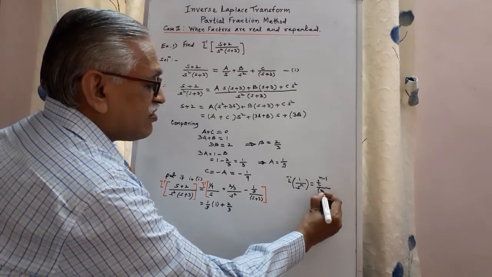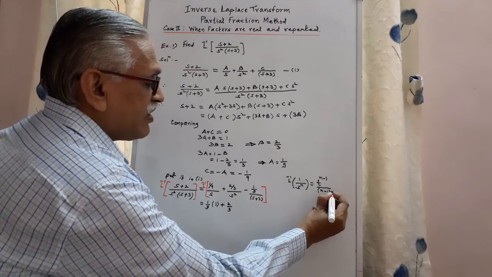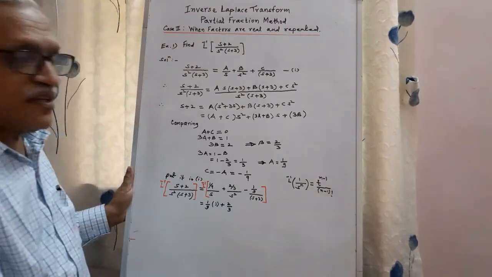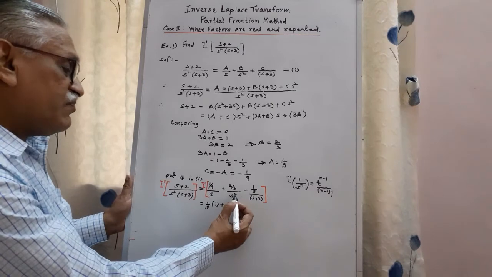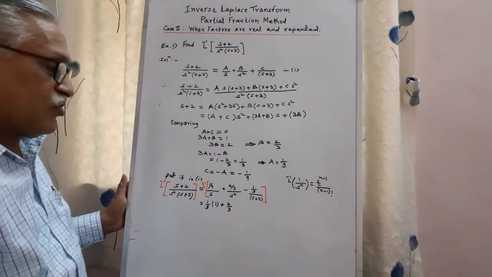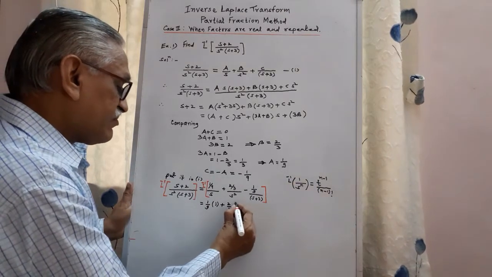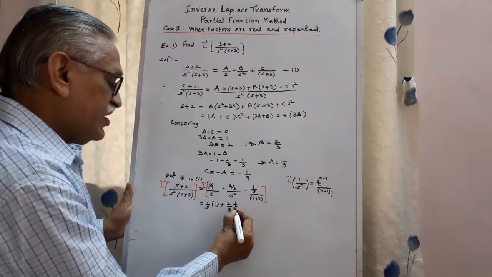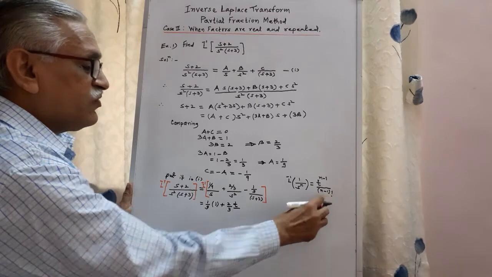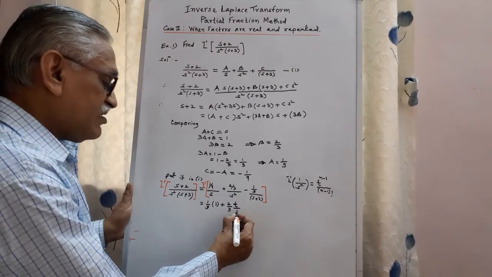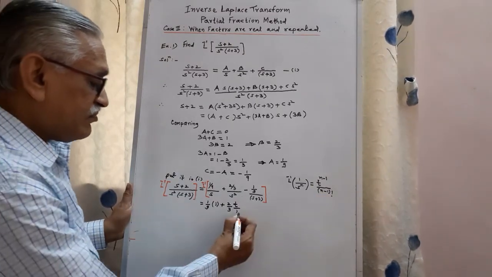upon n minus 1 factorial. If it is a positive integer, here the power is 2, a positive integer, therefore it is t raised to 2 minus 1, that means t divided by 2 minus 1, that is 1 factorial. 1 factorial is 1.